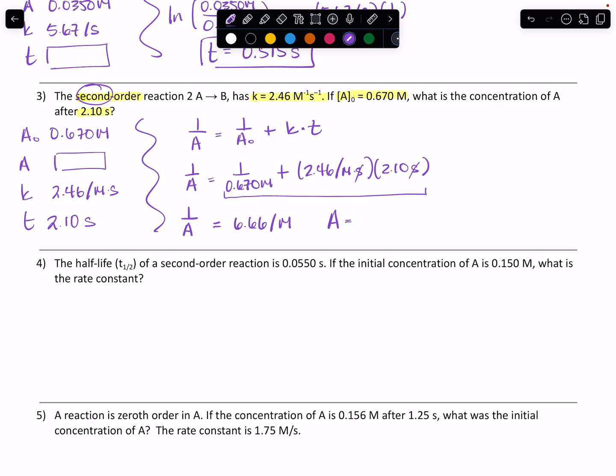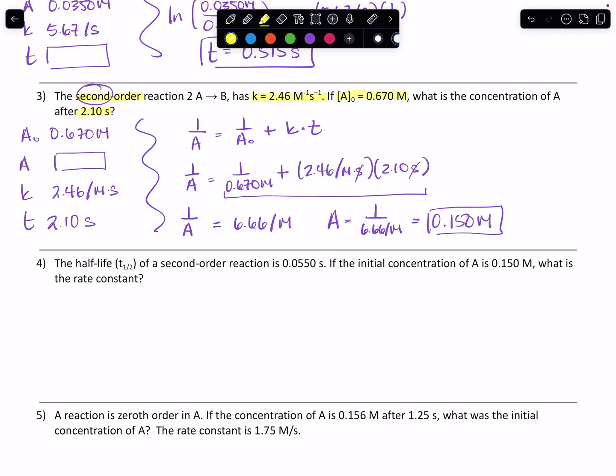So in other words, A is going to be equal to 1 over 6.66 per molar, which is equal to 0.150 molar. Now, how do you make sure that you do that? Well, first of all, look at the unit. You cannot have a concentration in per molar. That is not a concentration unit. Concentration unit is molar. Second, we have a reactant and we are using it up. So it makes no sense for us to start with 0.670 molar and end up with 6.66 molar. That shows an increase in the amount, and that cannot be correct for our reactant. 0.150 molar, however, is less than our initial amount, which is reasonable.